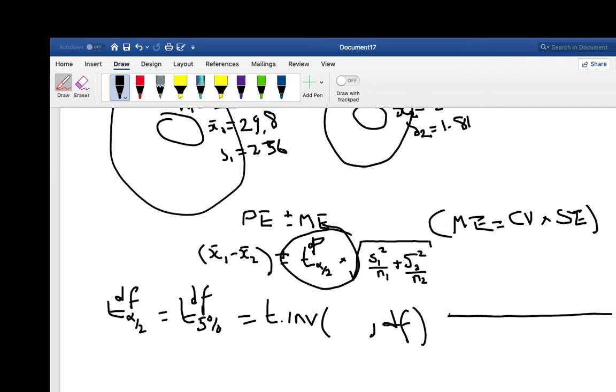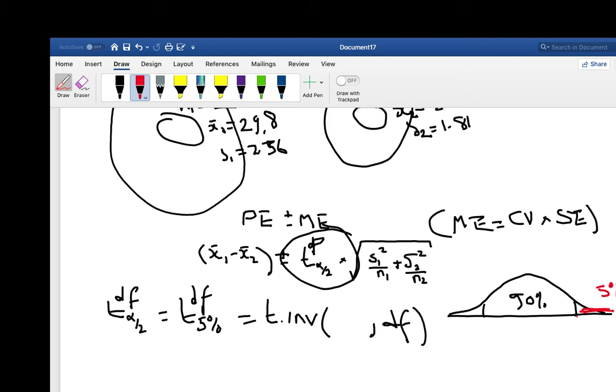If we've got a 90% confidence interval, it means that this area in the middle is 90%. This area over here is 5%. So the area in here is going to be 5%. And we're going to get another 5% here on the other side.